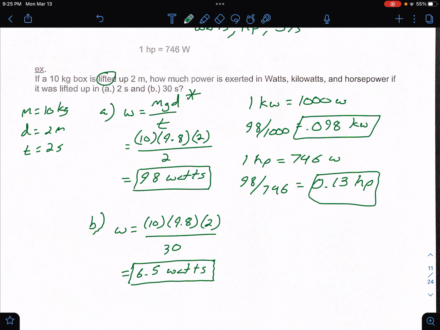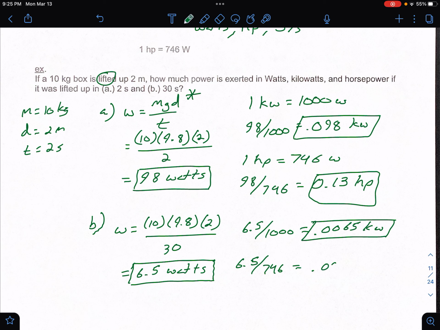I want to know how many kilowatts that is. So 6.5 divided by 1,000. Okay, and I get a small 0.0065 kilowatts. Then I'm going to go into horsepower. So I'm going to take that 6.5 again and divide it by my 746. And we've got a whopping 0.009 horsepower. So again, remember, the more power you have means you get the work done quicker.